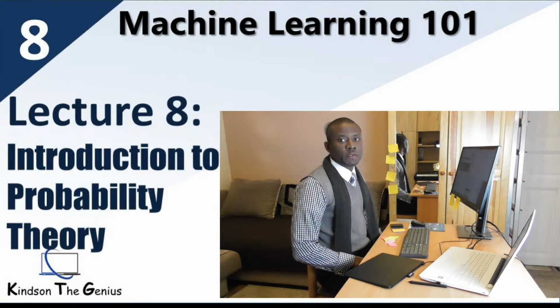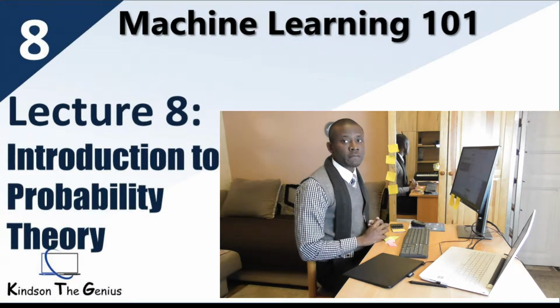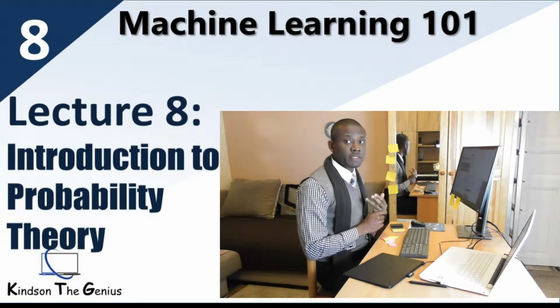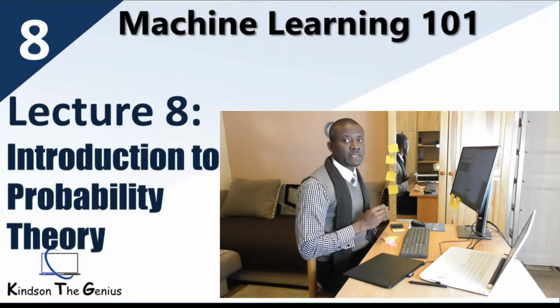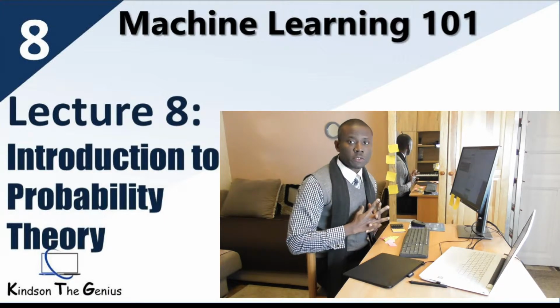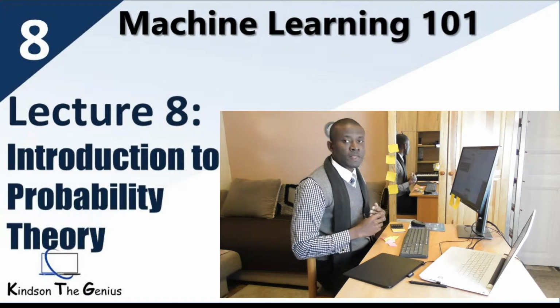Do you remember the three key or fundamental theories of machine learning? They are probability theory, decision theory, and information theory. So you can review it, because now we are going to start talking about probability theory.